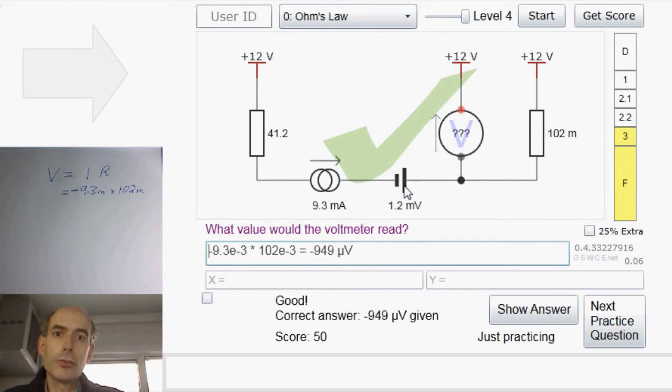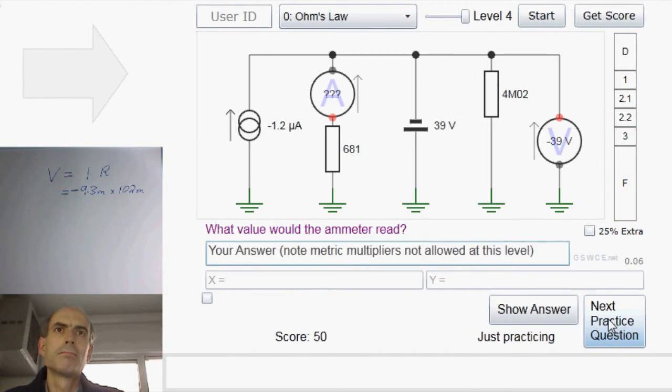Great. That resistor is a red herring. This voltage source is a red herring. They make no difference to the answer at all. Just there to confuse you. I'll just do one more.